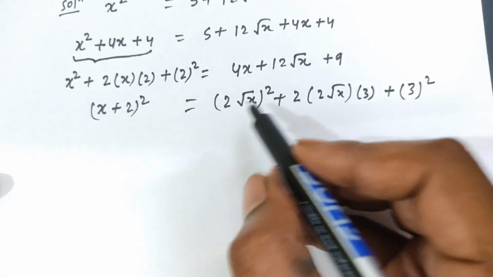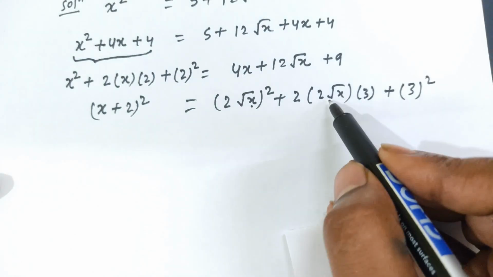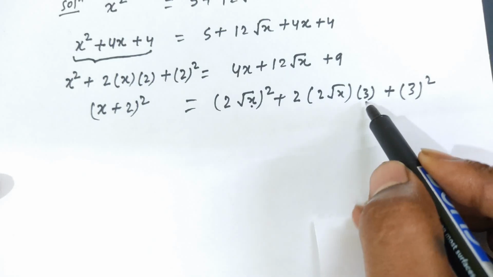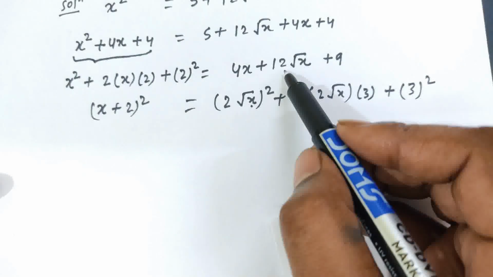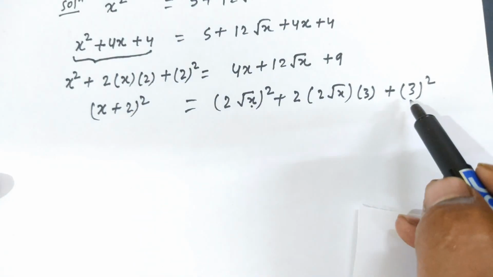Look carefully, 2 times square root of x square is 4 times x, 2 times square root of x, that is 4 times square root of x, and 4 times square root of x is multiplied by 3, then we get 12 times square root of x, and 3 square, that is 9. So this expression and this expression is same.